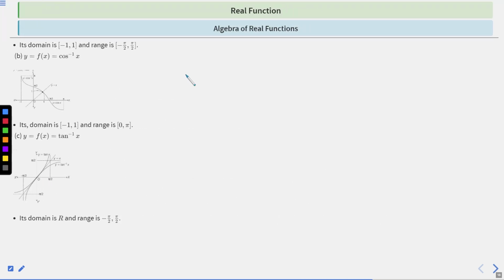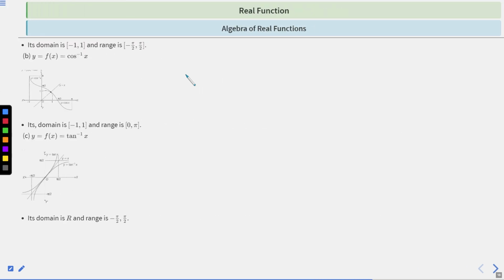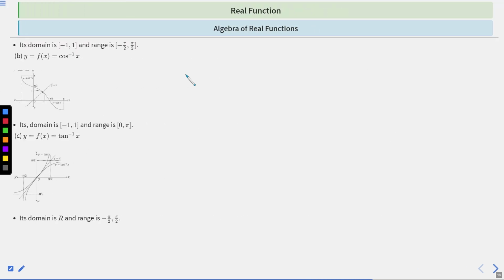Next, the domain of sin inverse x is -1 to 1 and the range is -pi/2 to pi/2. As we know, for two inverse functions, domain and range basically swap with each other, right? The domain of f(x) becomes the range of f inverse x, and the range of f(x) becomes the domain of f inverse x, right?